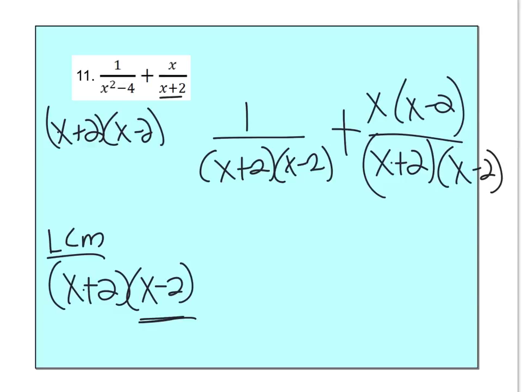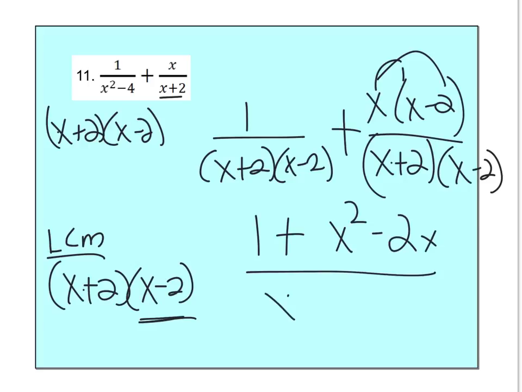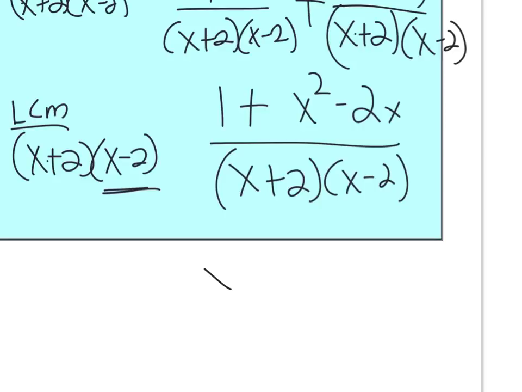So when I put this together, and I actually distribute this, I get 1 plus x squared minus 2x all over x plus 2, x minus 2. And what's interesting is that rewrite that top one.